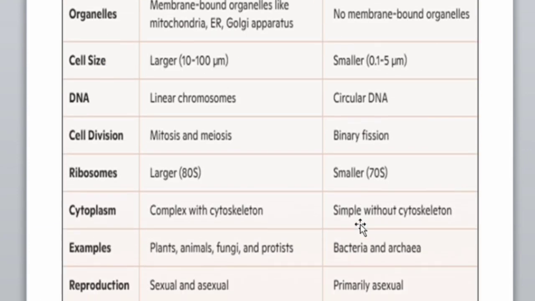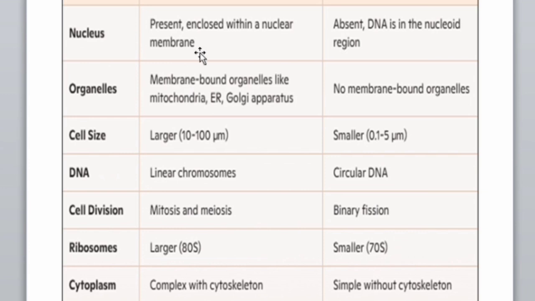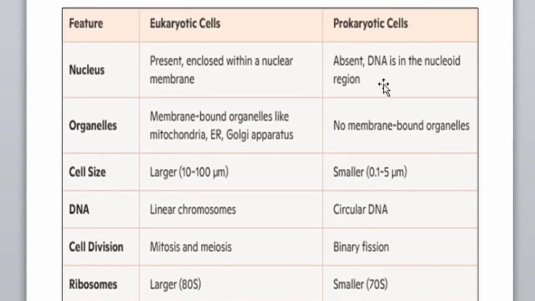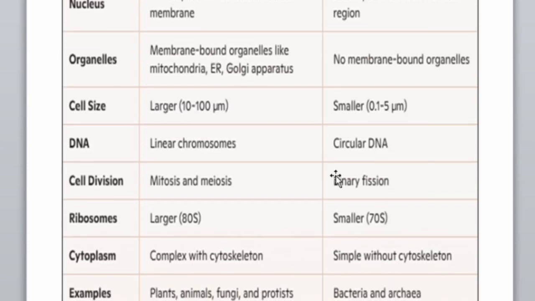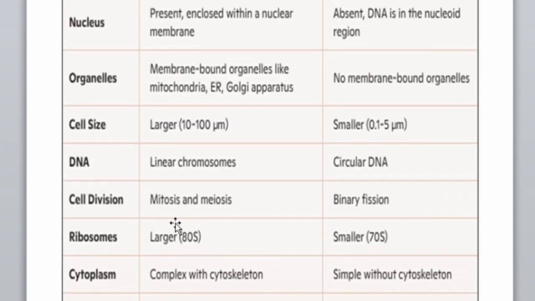Cell size. Eukaryotic cell is larger in size and has a size range from 10 to 100 micrometer, whereas the prokaryotic cell has a size of 0.1 to 5 micrometer. DNA is in linear chromosomes, whereas in prokaryotic cell there is circular DNA. Cell division in eukaryotic cell is by mitosis and meiosis, which we'll study further in detail. Prokaryotic cells divide by binary fission.